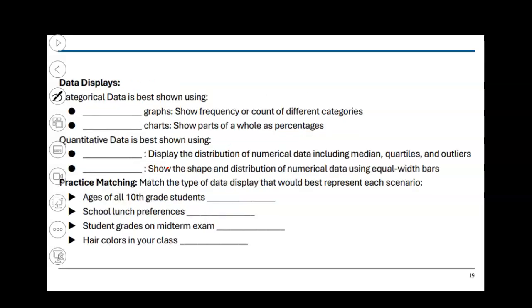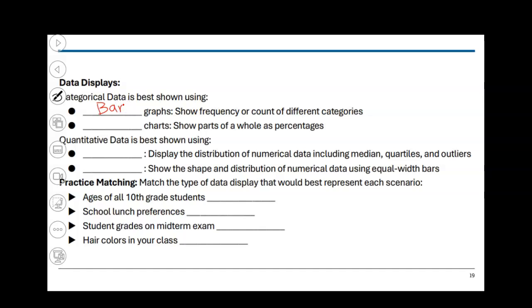Yes. Okay. Today, the goal is to decide which data display is better for categorical and which one is better for quantitative. Okay. So the first one, blank graphs, show frequency or count of different categories. What do y'all think? What kind of graphs? Nobody? Bar graph.